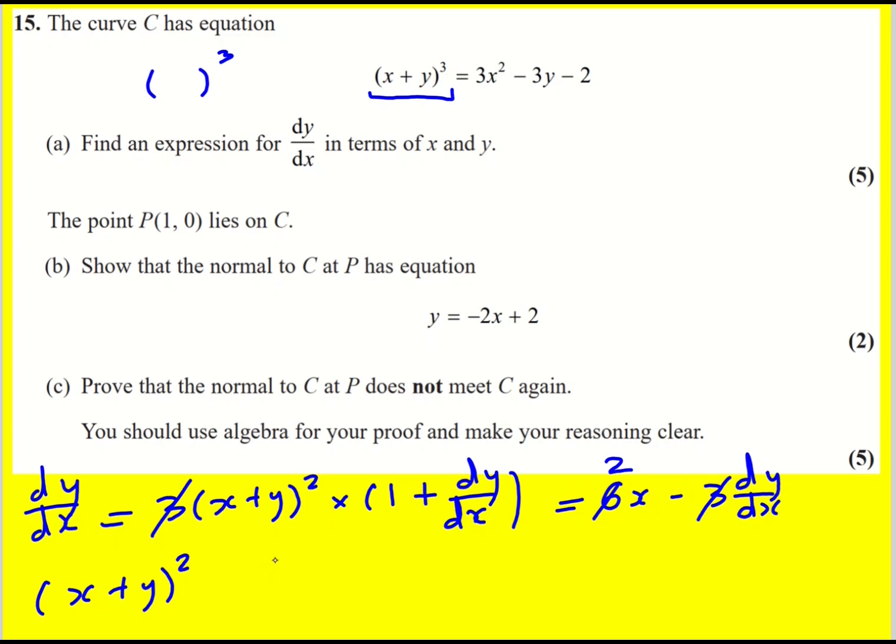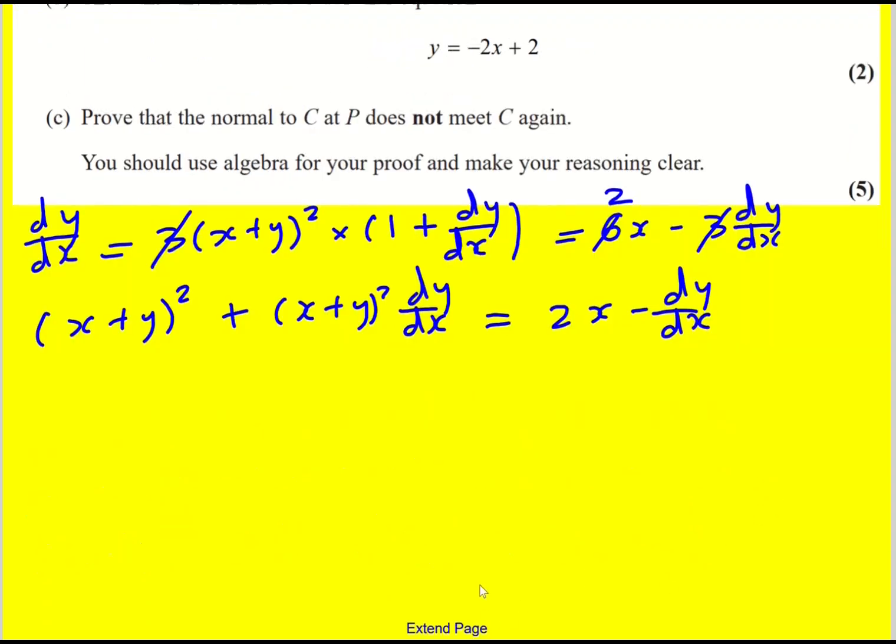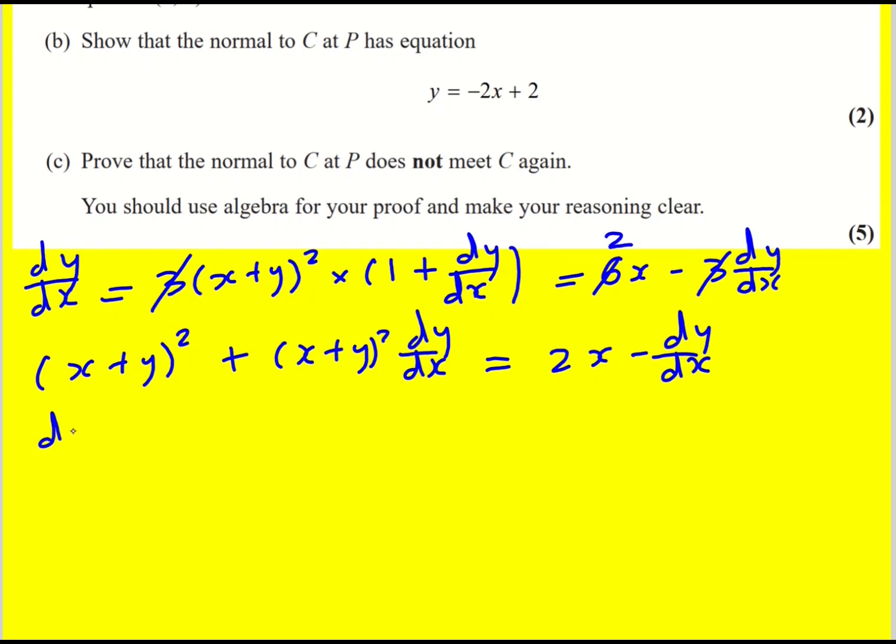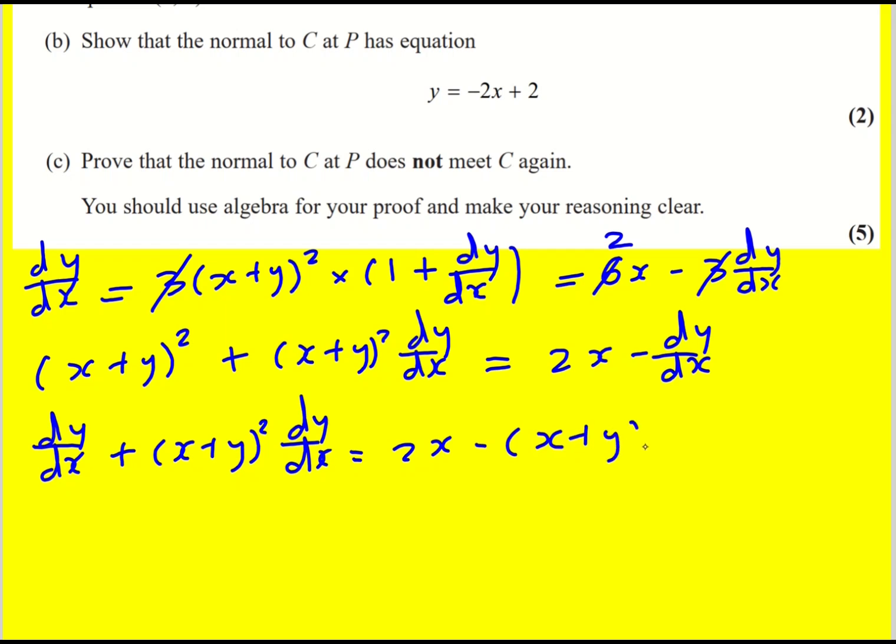So I'm just going to do x plus y all squared times 1 plus x plus y all squared times dy by dx. Because remember, I'm trying to get dy by dx by itself, and that's going to equal 2x minus dy by dx. So let's get the dy by dx on the same side. It's going to be dy by dx plus x plus y squared dy by dx, and that's going to equal 2x minus x plus y squared. Factorize out the dy by dx, so we'll get a 1 plus x plus y all squared.